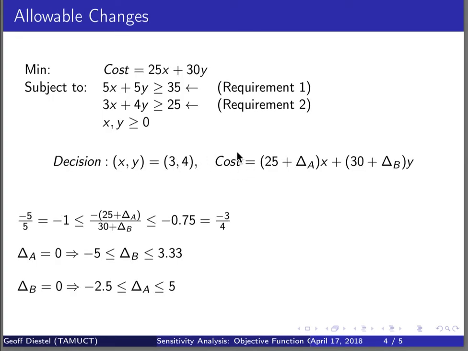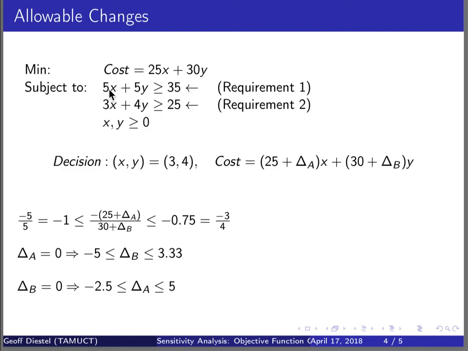So all we're going to do is take the slope of this linear function here, which again, you just solve for y. So we're going to get a negative 25 plus delta A, and then we have to divide by 30 plus delta B. And that number needs to be between the slopes of those two lines. And those two lines just come from our constraints for requirement 1 and requirement 2.